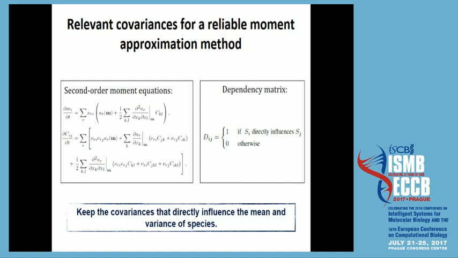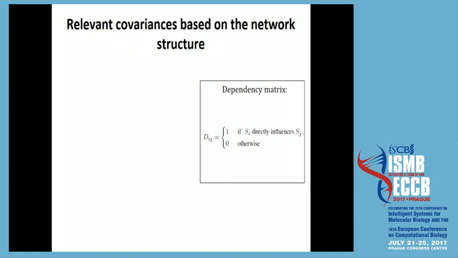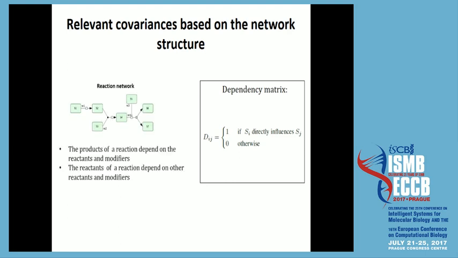But this is not yet good enough, because it means that every time we have to derive the full set of moment equations and then go through the equations and detect these. And that's not what we want. We want to have a structure-based scheme that can be very fast and efficient. So we were wondering whether we can find a link between the dependency matrix and the network structure. And by looking at the pattern of the moment equations, you can easily find this link, and it boils down to these two rules.